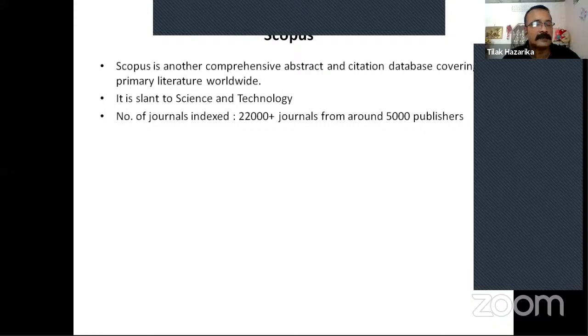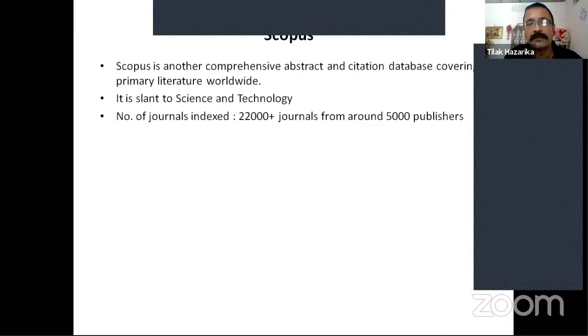So I'm giving an introduction to the Scopus database. Scopus is another very comprehensive abstracting and citation database covering primary literature from all over the world. As I have already said, Scopus is slightly slanted to science, technology, engineering, and management (STEM). In comparison, Web of Science has a very huge coverage of humanities and social science, but it is not here in Scopus. That is why those who belong to science, technology, engineering, and management may choose Scopus as the first choice.